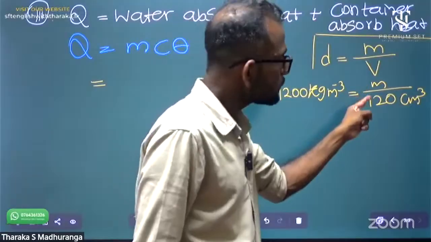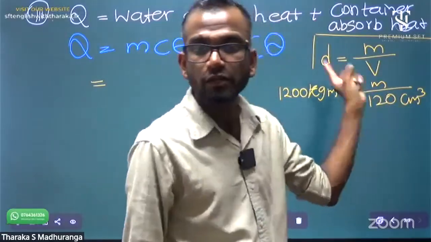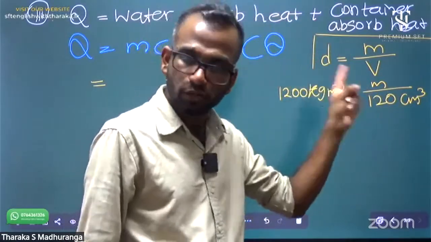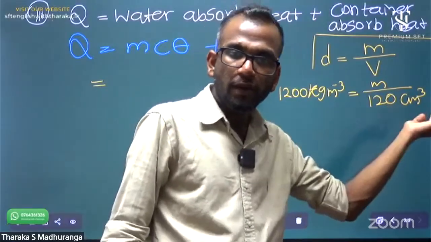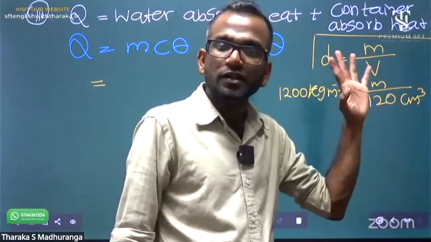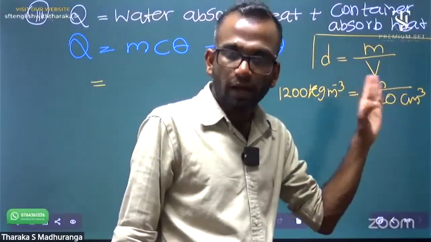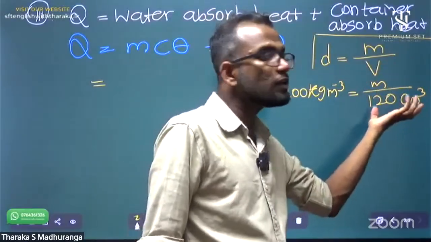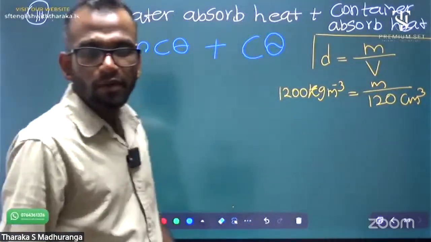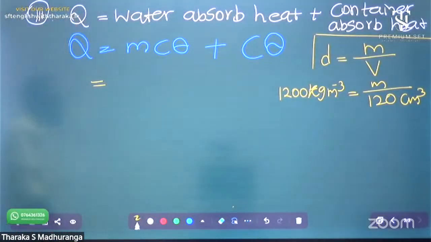Now how to convert this 120 cubic centimeter, because the liquid volume is 120. If you do cross multiplication, you can get the mass. But the problem is, it is given in cubic centimeter. Now my first requirement is to convert 120 cubic centimeter into cubic meter. How to convert?